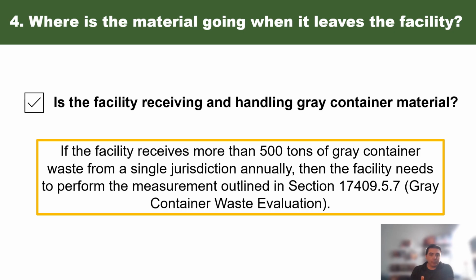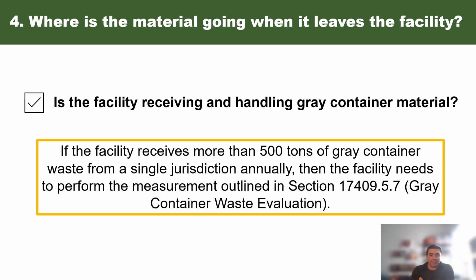As for gray container waste, this one's a little bit different in terms of how those measurements are going to work or what's required. So for SSO and mixed waste, it's easy. Depending on where that material's going is going to dictate which state minimum standards apply. But for gray container, there's actually only one state minimum standard that will apply, and that's the gray container waste evaluations under 17409.5.7.